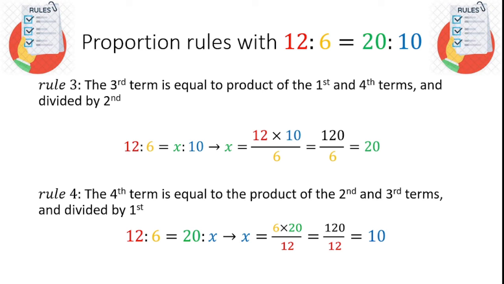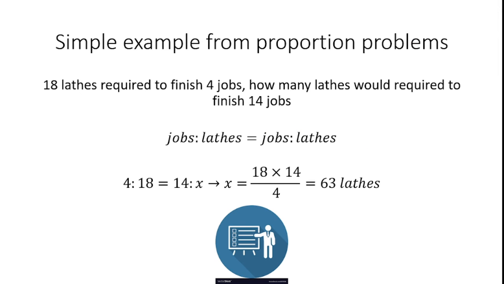So now you may understand what is meant by ratio. And yes, we can explain proportion problems with a simple example. Here I consider 18 lathes are required to finish 4 jobs. How many lathes would be required to finish 14 jobs? Yes, for this I may utilize the ratio of jobs is to lathes. The is to symbol denotes the ratio, and the equal to symbol in between indicates the proportion. So jobs is to lathes is equal to jobs is to lathes.